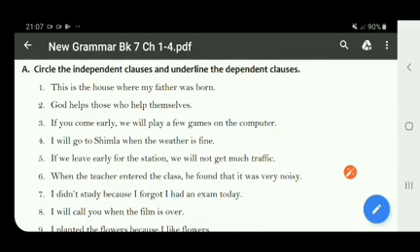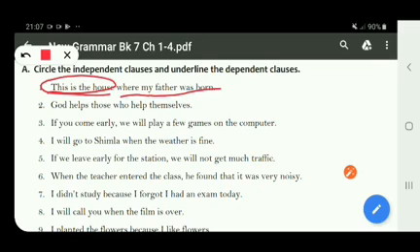So now children, I hope you have understood the difference between the two clauses, the independent clauses and the dependent clauses. So now with this, we do the exercise which is given here, in which you have to circle the independent clauses and underline the dependent clauses. So let's begin with the first one. This is the house where my father was born. This is the house is the independent clause. Where my father was born is the dependent clause.